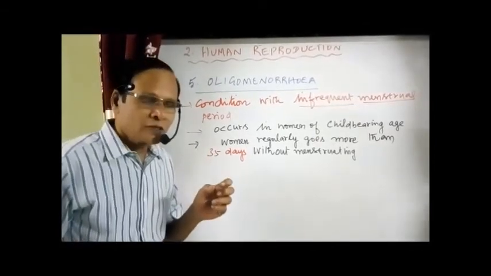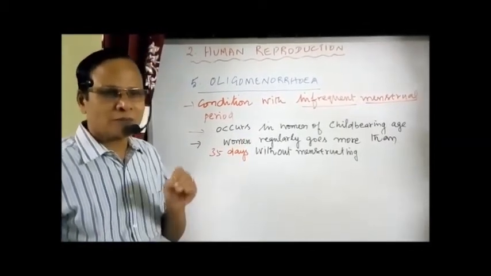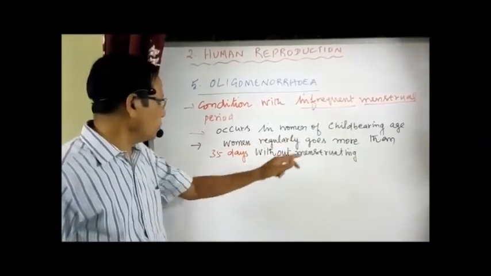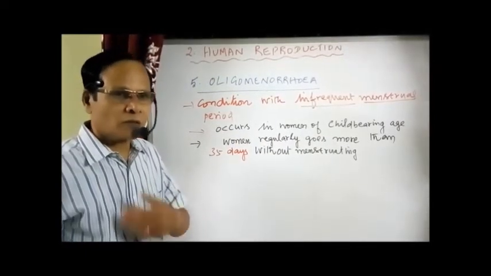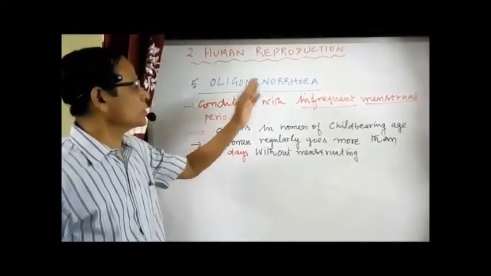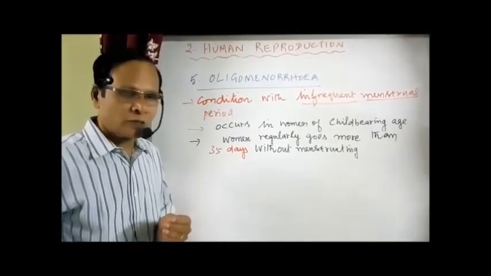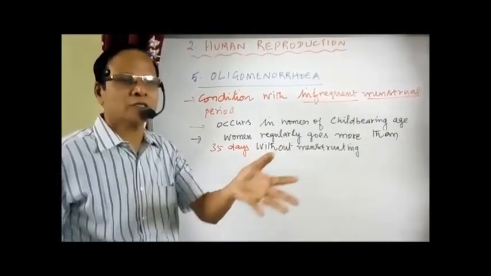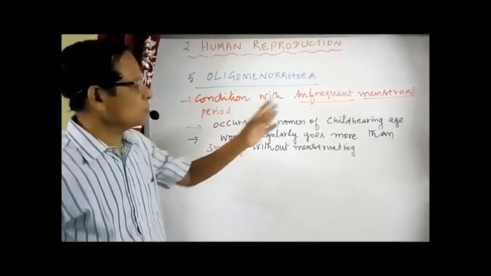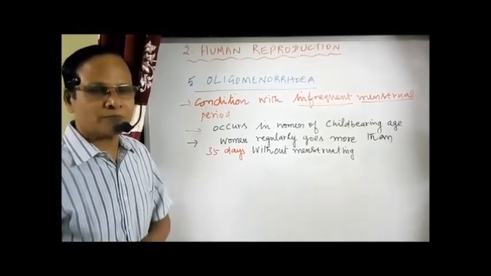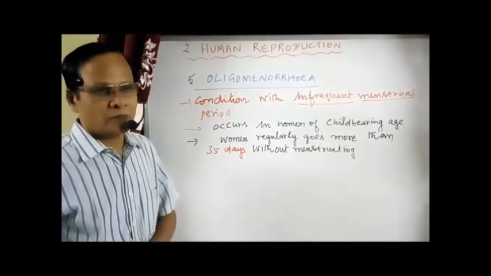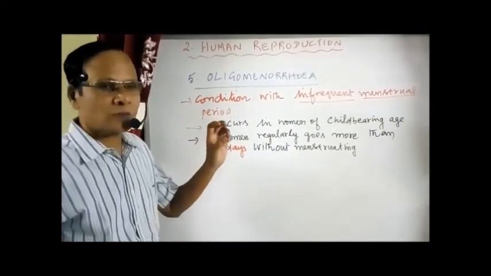Some variations during menstruation are normal, acceptable. But when a woman regularly goes more than 35 days without menstruating, it may be diagnosed as oligomenorrhea. So in some cases, small variations occur in females. But when a woman regularly goes more than 35 days without menstruating, that condition may be considered as oligomenorrhea. So these are the 5 different types of menstrual disorders.